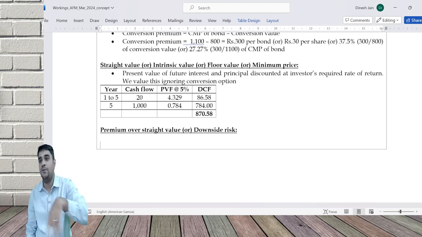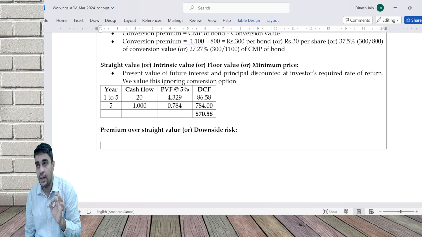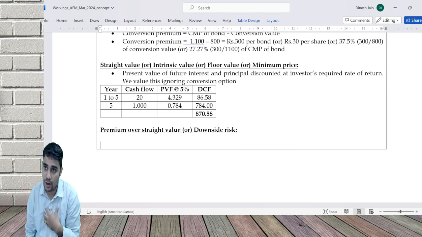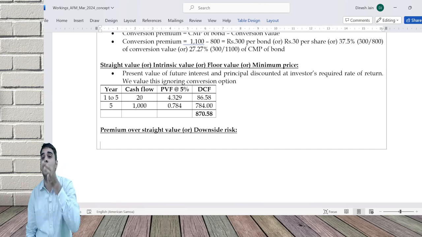So in the market, everyone feels this. If everyone starts feeling this, 1100 will go down to 870. It will not go down to 800, because conversion is anyway not happening. Why will it go down to only 870? Because the real worth of the bond is 870, and this is called my downside risk. What is downside risk? It is the possible fall in the value of the bond if conversion is not viable.